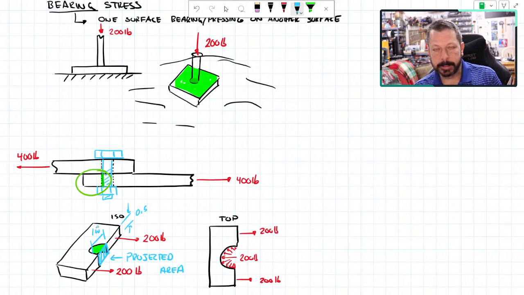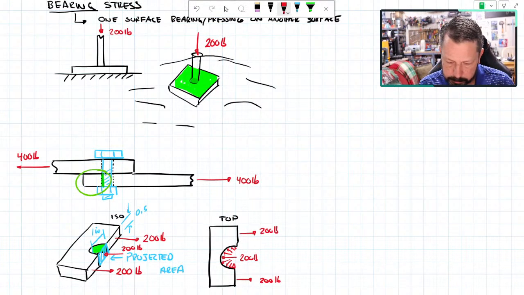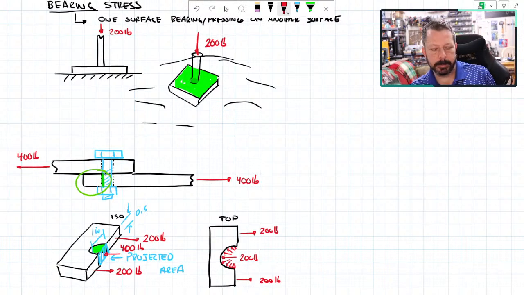And then I could force 200 pounds. Oh, I guess I didn't draw the actual force. So there would be the 200 pounds applied. Oh, wait. 400 pounds. Sorry. Not 4,000. 400 pounds applied to that projected area. So 400 divided by 1/2 inch squared, 800 psi. On the inner surface of that bolt hole is what I would be looking at there. So that's the two types of bearing stress.